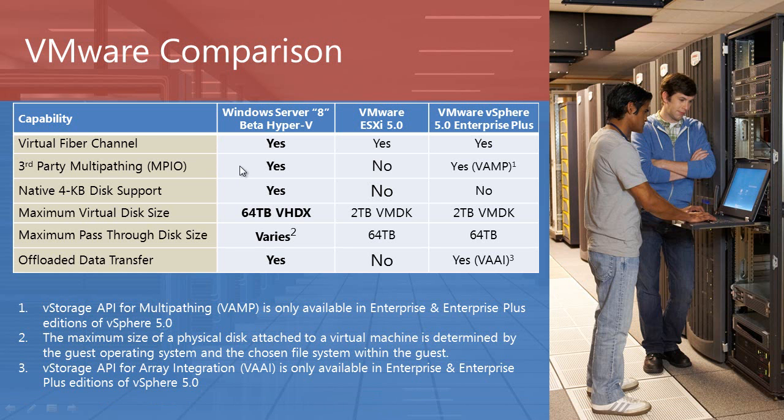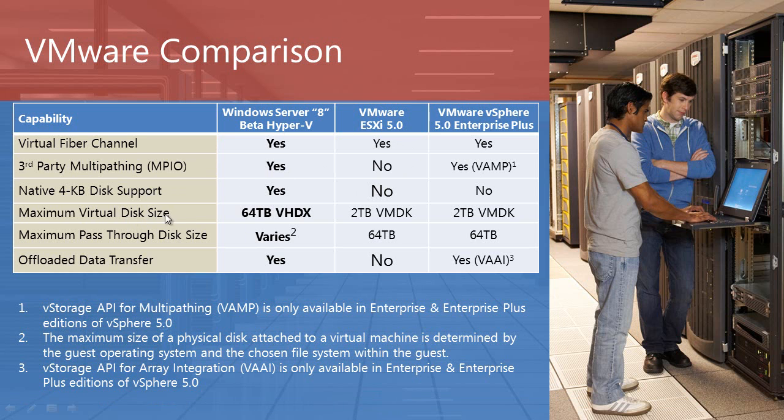All right, we do support third-party multipathing I/O. Again, it's not something you get in ESXi. It is available in Enterprise Plus, through the vStorage API for multipathing. We have native 4K disk support. VMware does not have that yet.